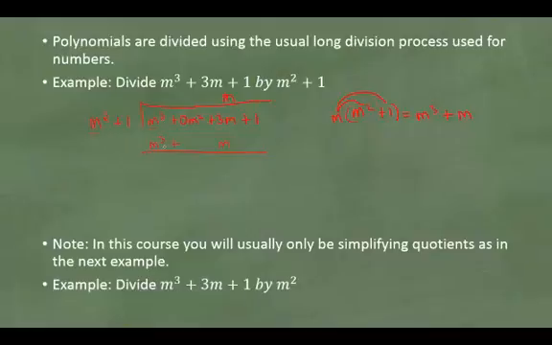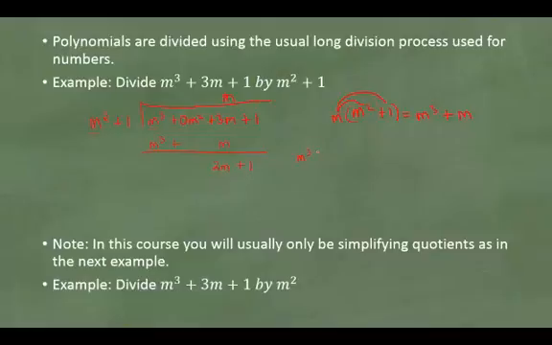M cubed minus m cubed is 0. 0m squared minus 0m squared is 0. 3m minus m is 2m. And 1 minus 0 is 1. M squared doesn't go into 2m because m squared is larger than m. So we're done.